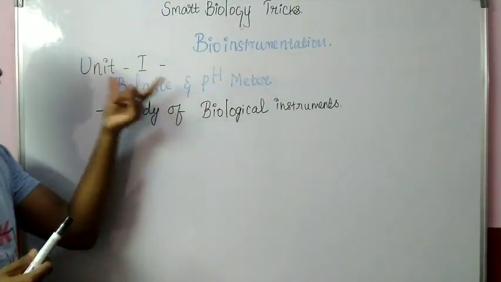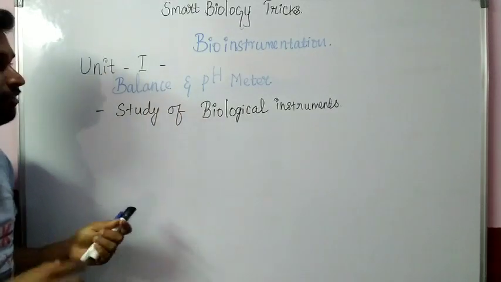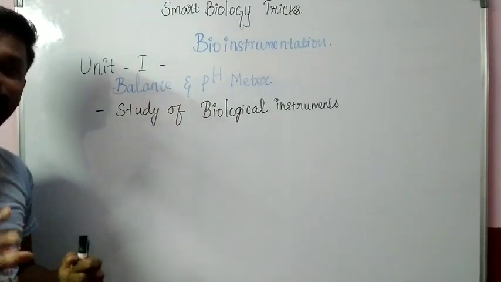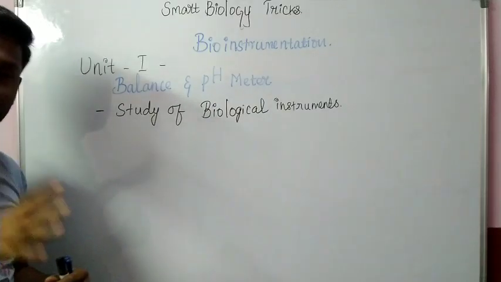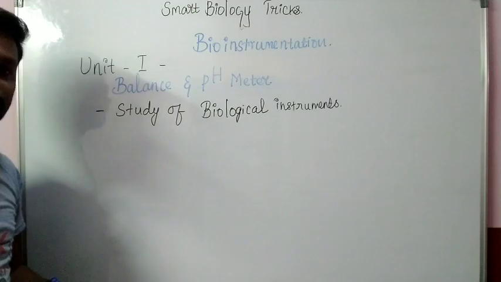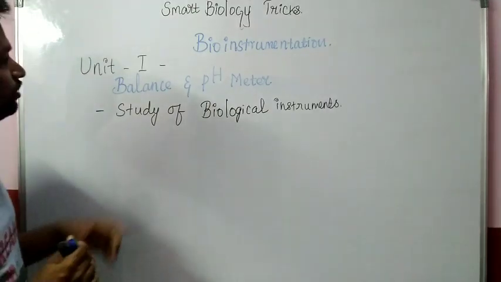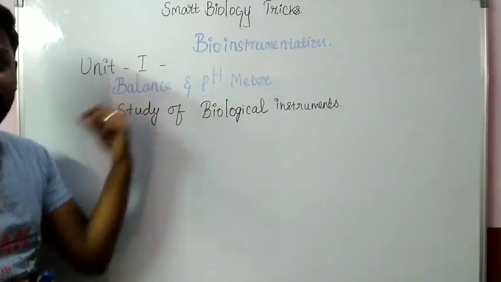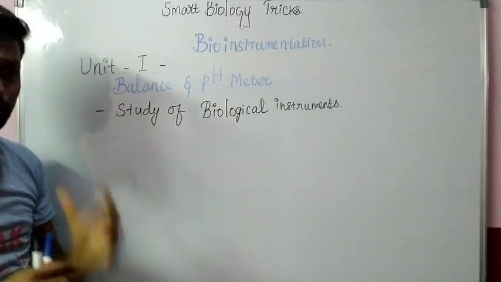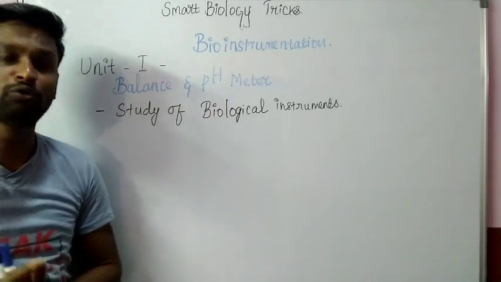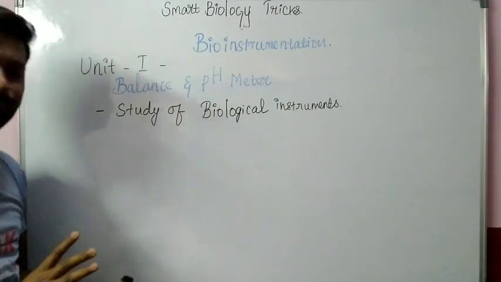Let us talk about our unit 1. Unit 1 deals with the balance and pH meter. These are fundamental instruments used in all kinds of laboratories, not only biological laboratories, but also chemistry or any kind of basic laboratories like pharmacology. Any type of basic laboratory uses a balance, analytical balance and pH meter. In this video tutorial we will see the concepts of balance, how the analytical balance works, how to use the instrument and how to care for the instrument.